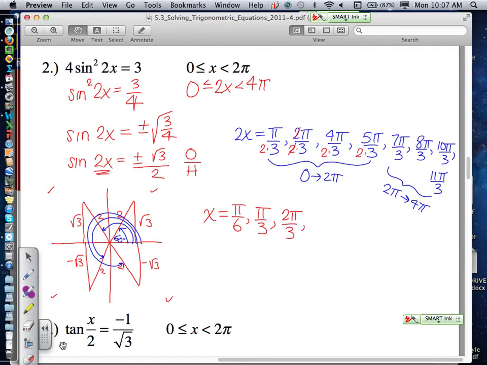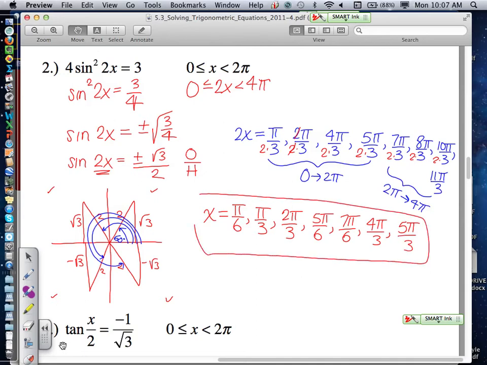Dividing here by 2 gives me 5 pi over 6. Dividing here by 2 gives me 7 pi over 6. Dividing here, 4 pi over 3, and then finally we get 5 pi over 3. So those are your solutions for x. Okay?